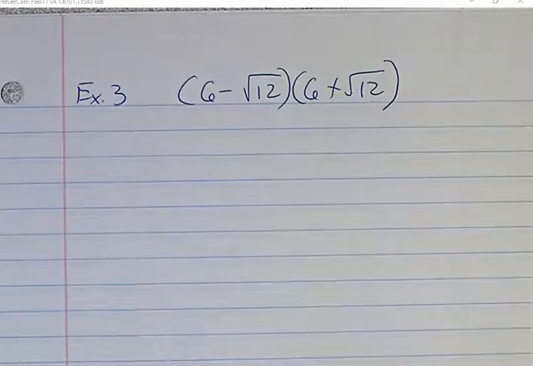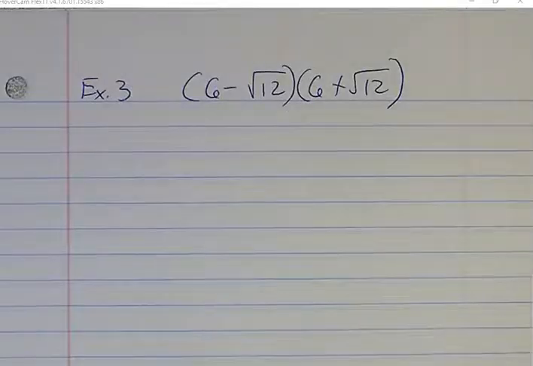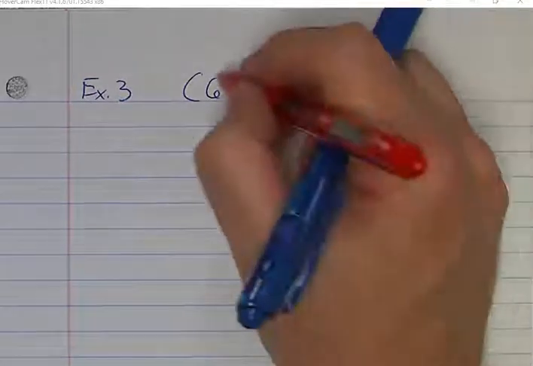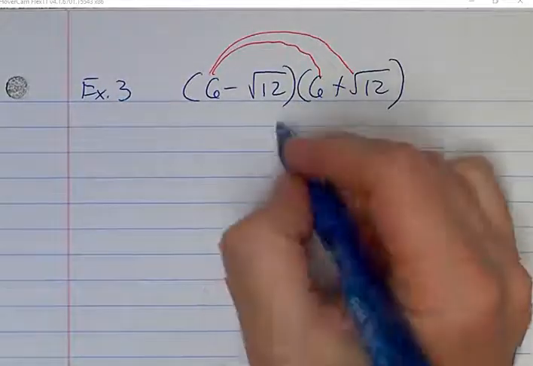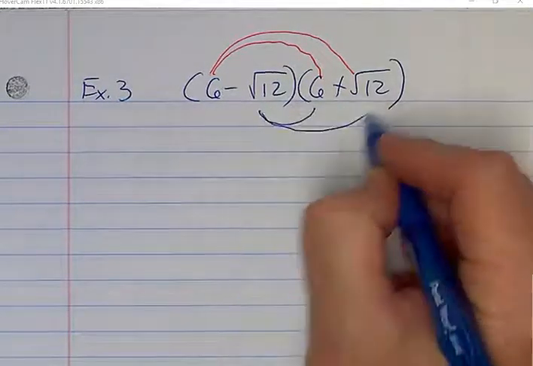Okay, for the last one on the multiplication, we're going to do 6 minus the square root of 12 and then 6 plus the square root of 12. And again, it's just doing the full method, so we've got 6 times 6, 6 times square root of 12, we've got the square root of 12 times 6, and then square root of 12 times square root of 12.